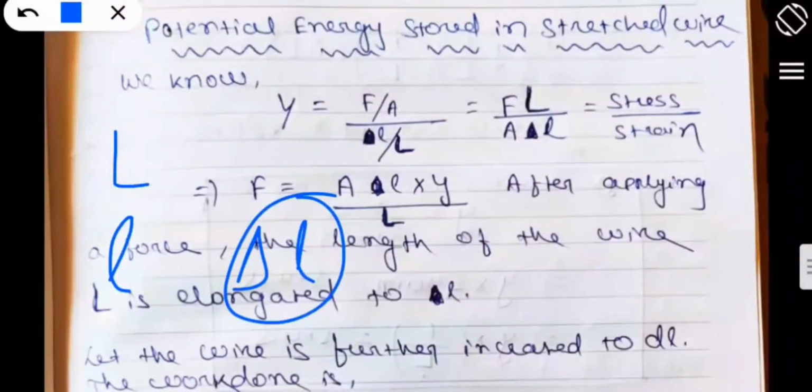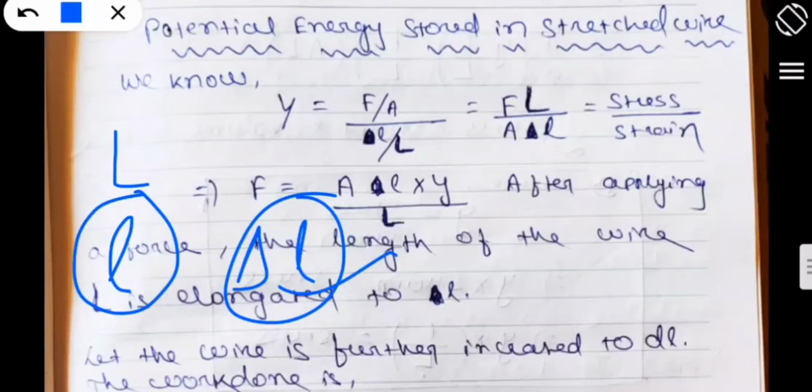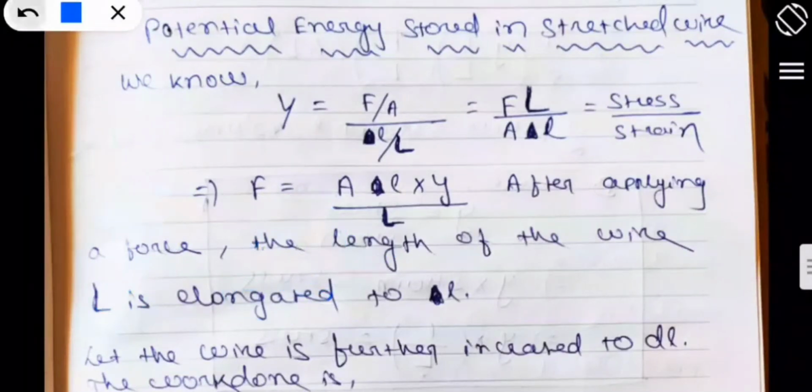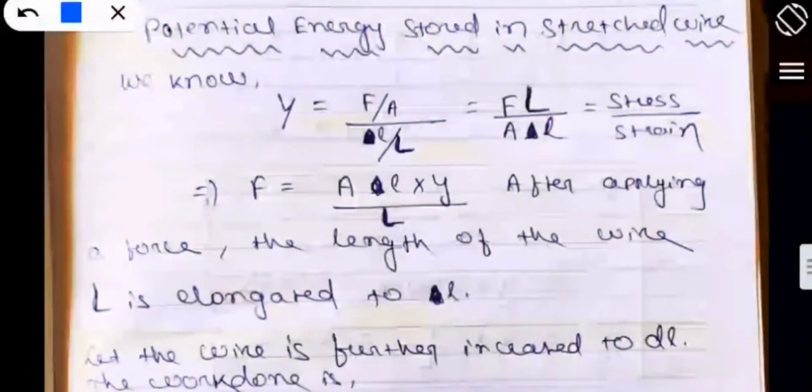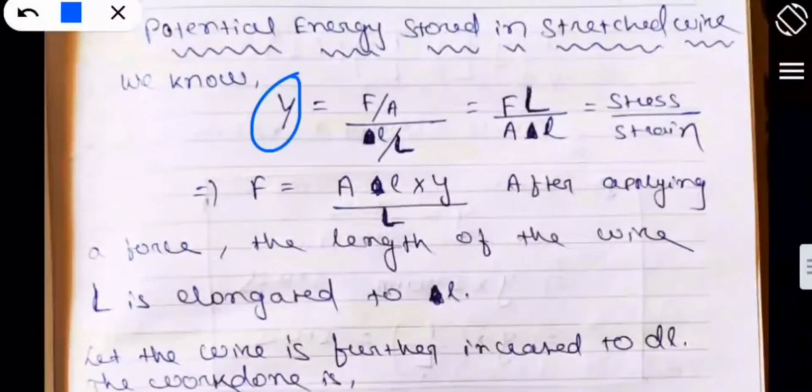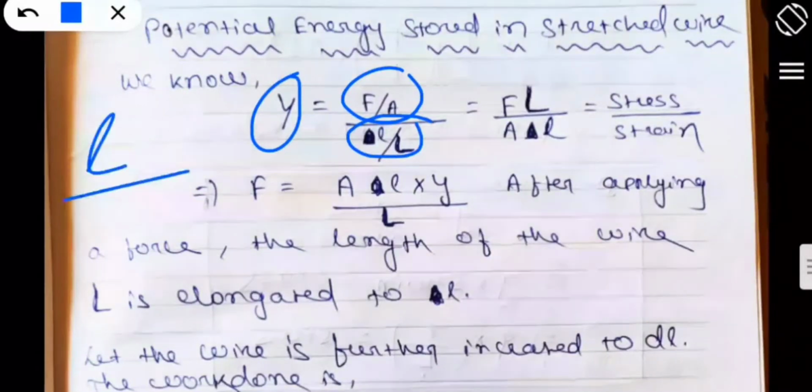Instead of delta L, let me take it as small l, because we are going to differentiate as well as integrate. Delta L will create some problem while differentiating, in the notation. So Young's modulus formula is stress upon strain, that is force upon area, divided by strain, that is change in length, small l, divided by original length, capital L.